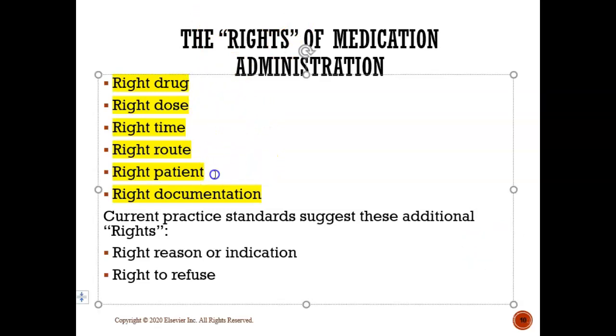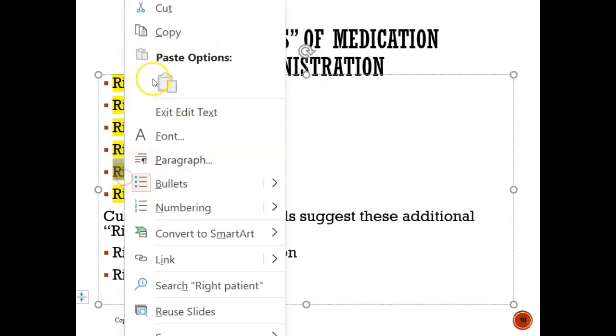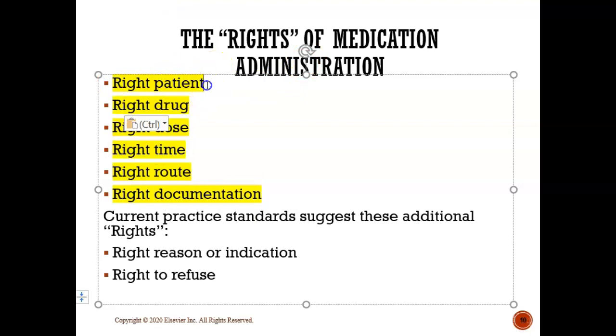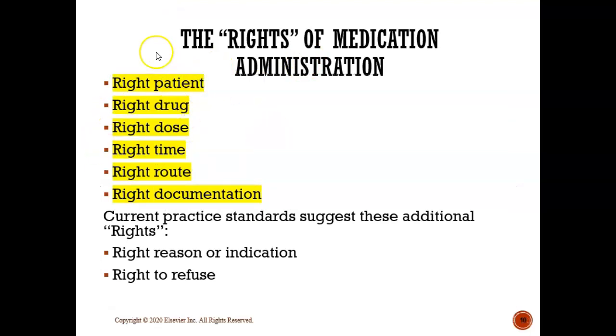To make it easier to remember for you guys, I'd probably change it to starting with the right patient. So if I start with the right patient, you can imagine yourself. Before you give a medication, you want to check the 6 rights. So make sure you do the 6 rights. You enter the room, you verify that you have the right patient.